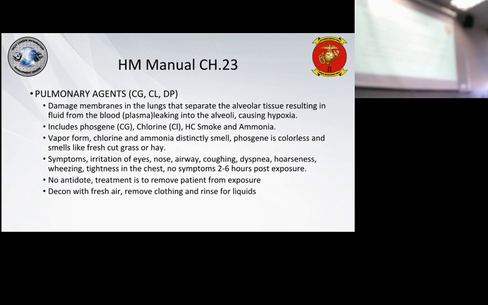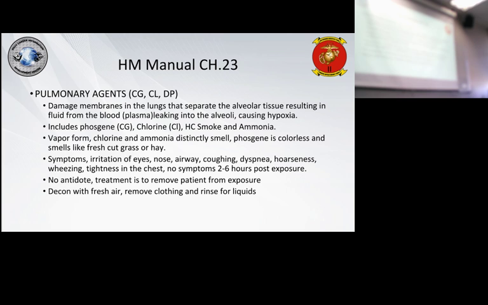So pulmonary agents damage membranes in the lungs, separate the alveolar tissue, resulting in fluid from the blood, plasma leaking into the alveoli, causing hypoxia. Alright, so it has phosgene, chlorine, smoke, ammonia. So this is colorless and smells like fresh cut grass or hay. The symptoms: irritation of the eyes, nose, airway, coughing, tightness in the chest. No symptoms 2 to 6 hours post-exposure.